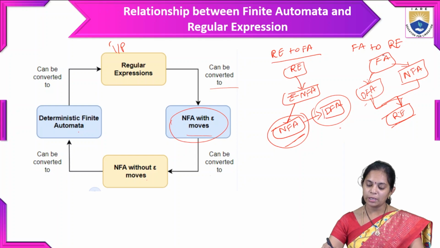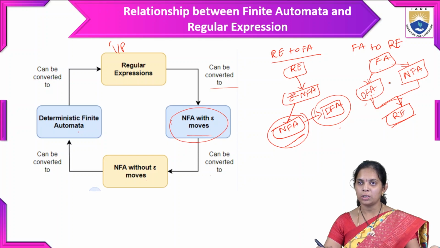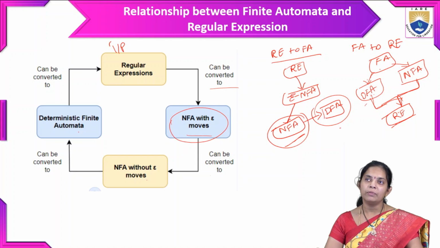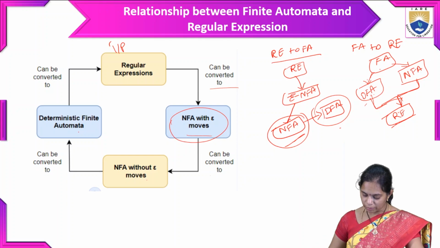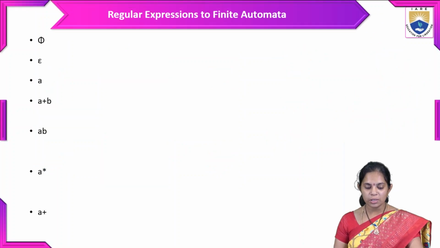And next, coming to finite automata to regular expressions. The finite automata, which is an input, we can convert to a DFA or NFA. Based on the values, we can construct deterministic or non-deterministic, and then we can directly convert it to a regular expression. Now we will see how to change one form to another form. Suppose we are given a regular expression as an input and we need to convert it to a finite automata.